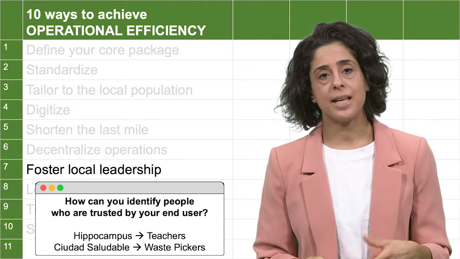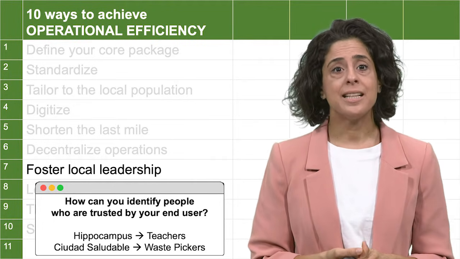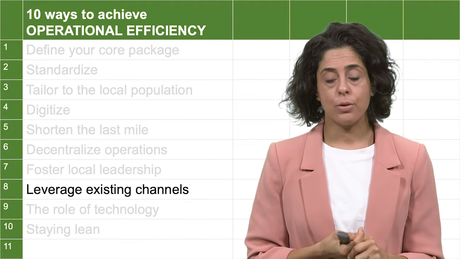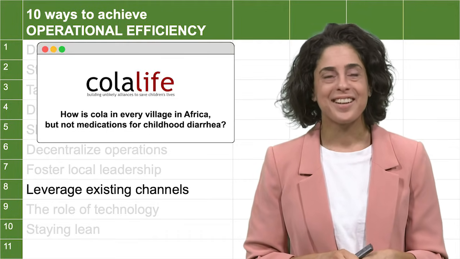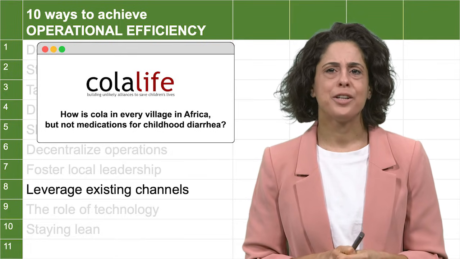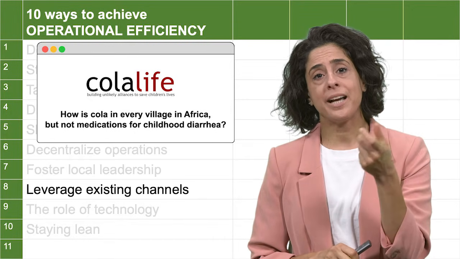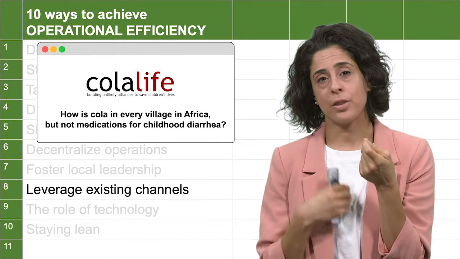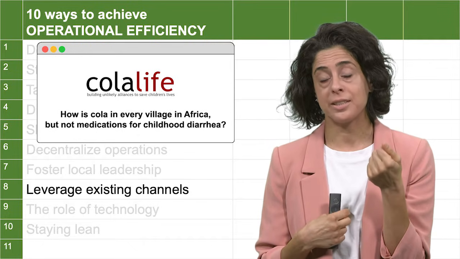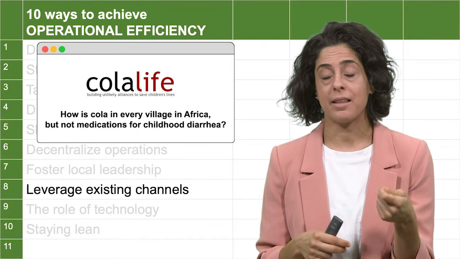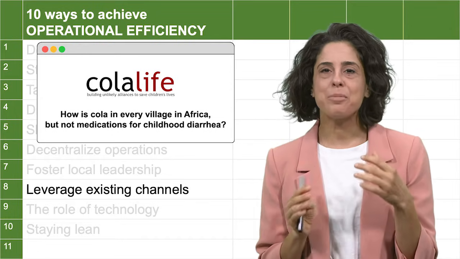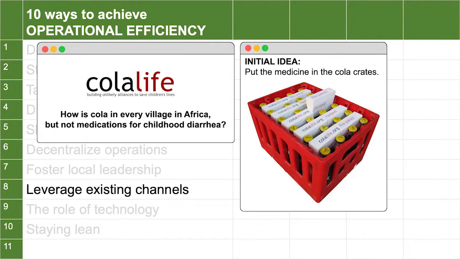Another way to reach the last mile to decentralize operations is to leverage existing channels. So an example here is Cola Life. They were thinking about how you can get a Coca-Cola in every village in Africa, but you can't get access to oral rehydration supplements and zinc supplements that help with a problem they were trying to tackle, which is childhood diarrhea, a leading cause of illness and death among children under 5. So they came up with this innovative idea where they wanted to put their product in that little concave hole in the Coca-Cola crates and distribute it that way. So they tried to leverage existing channels that way.